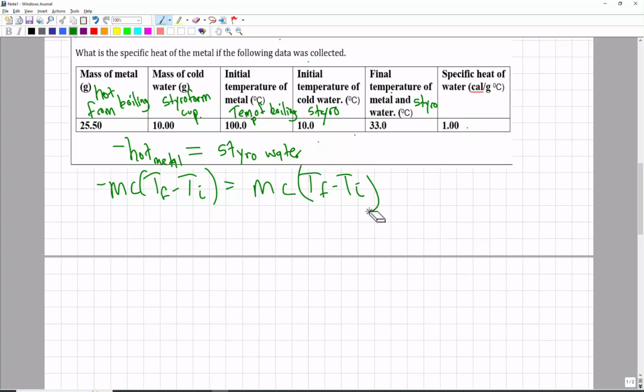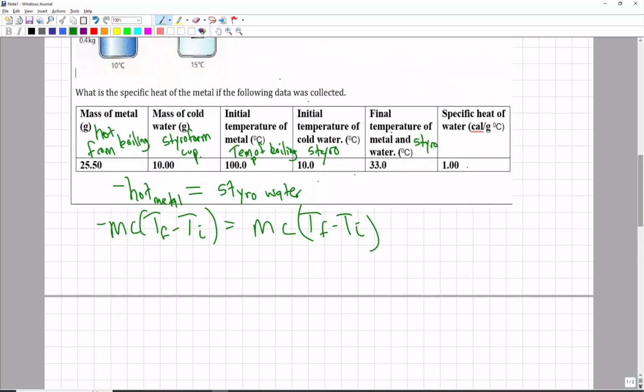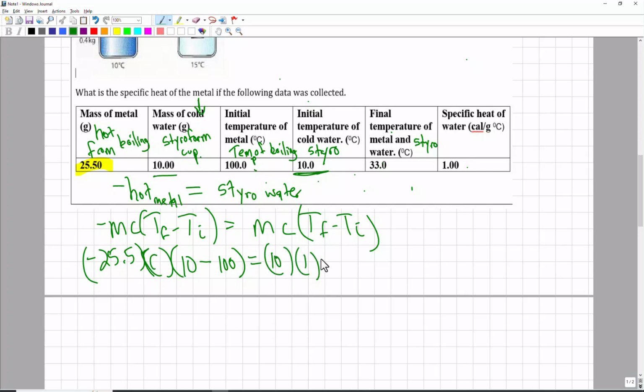Okay. So the mass of my hot metal is 25.5. Oops, I lost it already. Mass of my hot metal is 25.5. Negative 25.5. Specific heat of my metal is what I'm looking for. Final temperature of the metal is, again, going to be the styrofoam metal, which is going to be 10, minus the initial temperature of the metal, which is 100, equals, now I'm talking about cold water. Mass of cold water in the styrofoam cup, 10. Specific heat of water is 1.